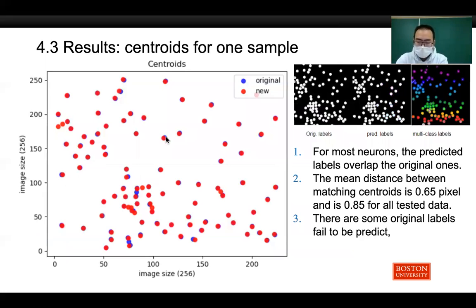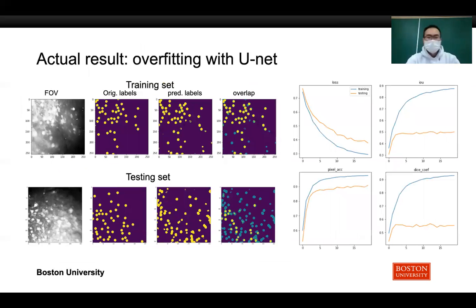Lastly, we can also look at the overlap of the centroids between the original and predicted labels. Here's one example from one sample. In this example, the mean distance between the matching centroids is 0.65 pixels, and across all testing data, it was about 0.85. And also importantly, we're not able to predict all of the original labels. There are some that we failed to capture, some that you can see right here.